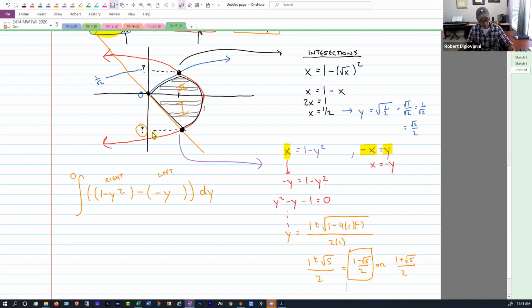So this goes from negative 1 minus root 5 over 2. What a mess. To 0. And that again is an integral that we could all do. I would just turn these into decimals and then just calculate. Any questions on that? We're not done, right? We need the second integral.